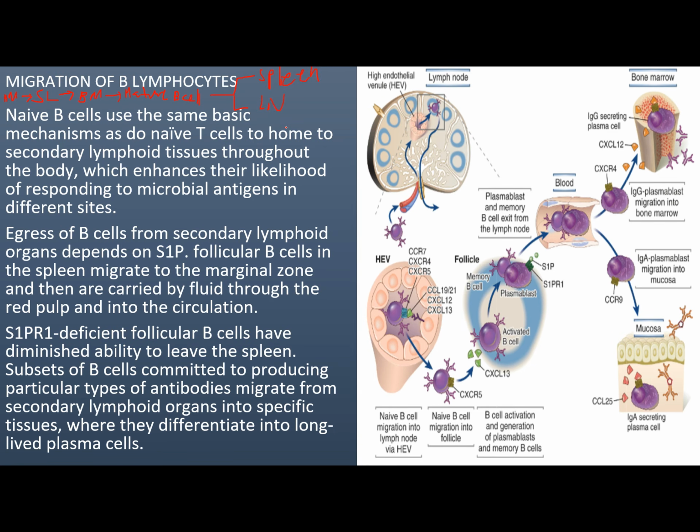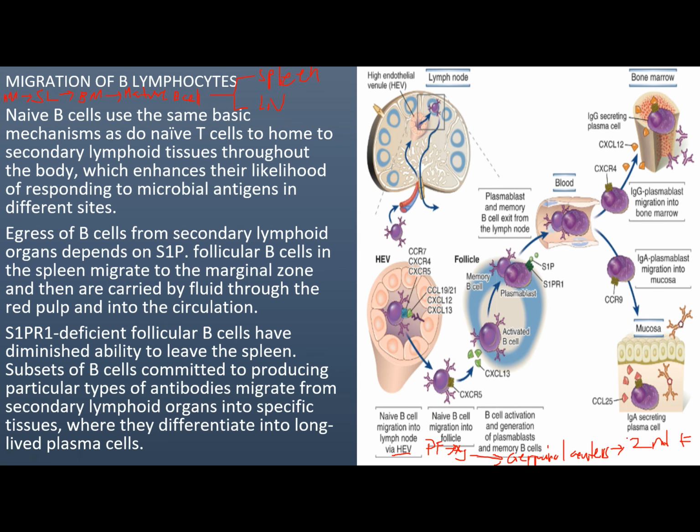Before entering the lymph nodes, they have to pass through the high endothelial venule. Once they are inside the high endothelial venule, they would enter the lymph node and go to the follicle, specifically the primary follicle. If there is an antigen present, it would cause the creation of germinal centers. And this will cause your primary follicle to become a secondary follicle.